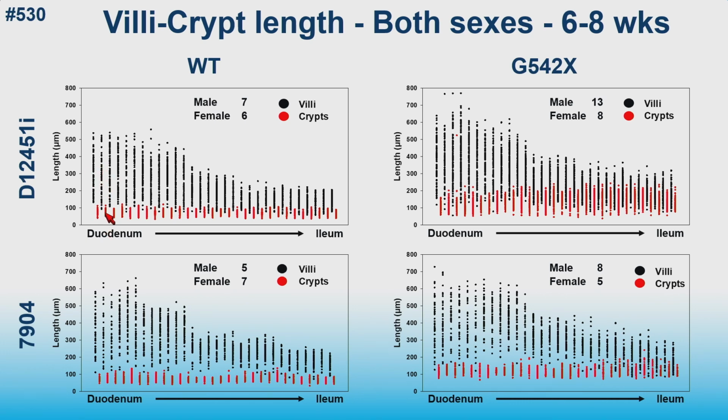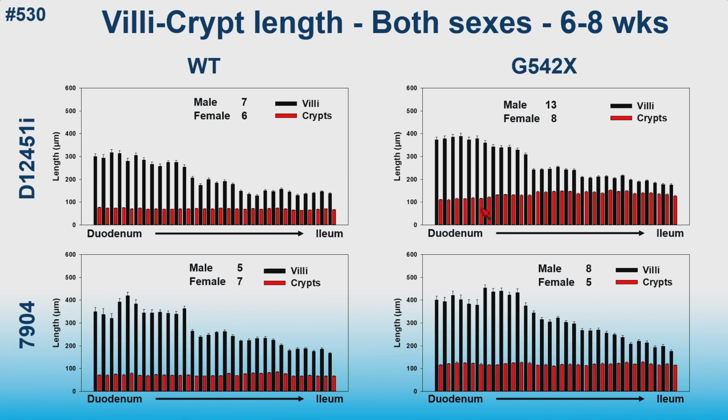Black dots represent the villi with their corresponding crypts in red. And you can see for the wild type in both diets, the length of the crypts is fairly much the same along the whole small intestine. But when we look at the CF mice, both diets show an increase in the crypt height along the entire length of the small intestine.